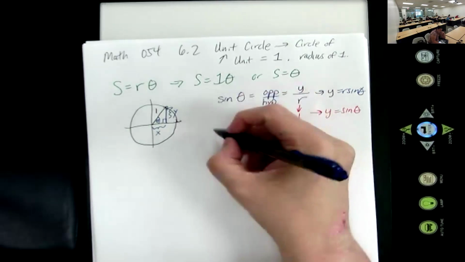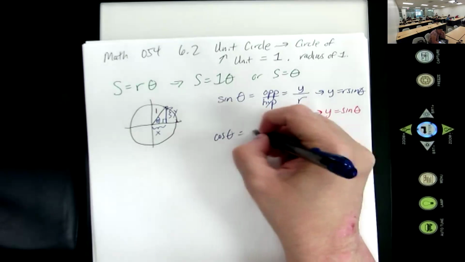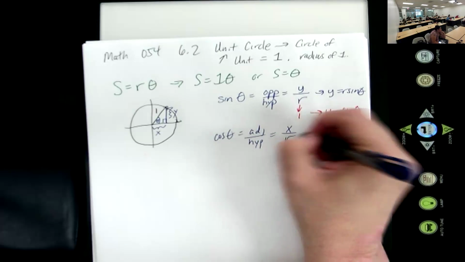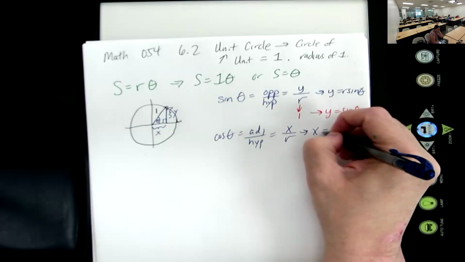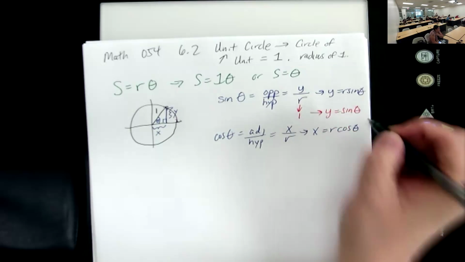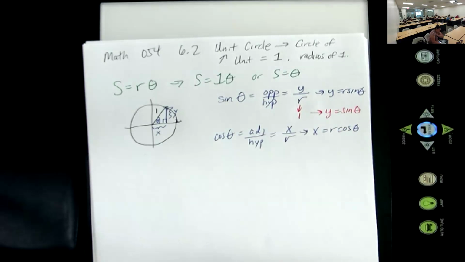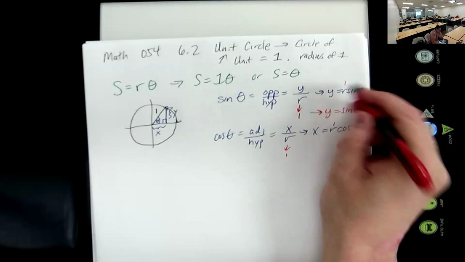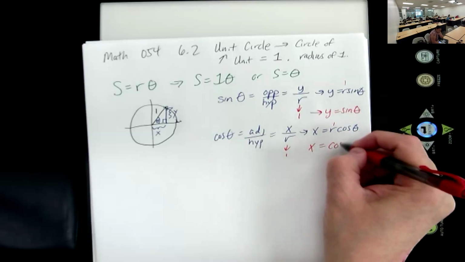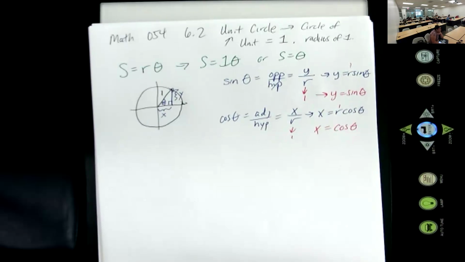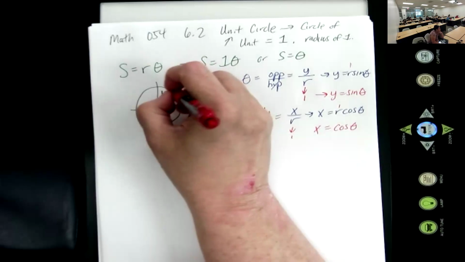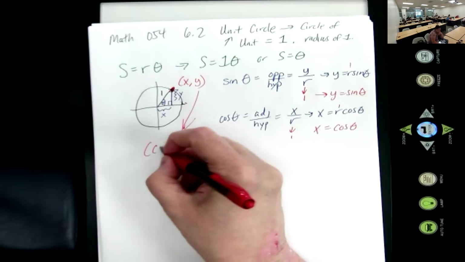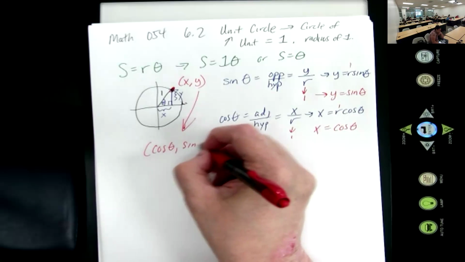And cosine theta is adjacent over hypotenuse, which is x over r. So x equals r cosine theta. But again, r equals 1. That's a 1 there. X equals cosine theta. So this coordinate here, which is xy, is also for a unit circle cosine theta, sine theta.